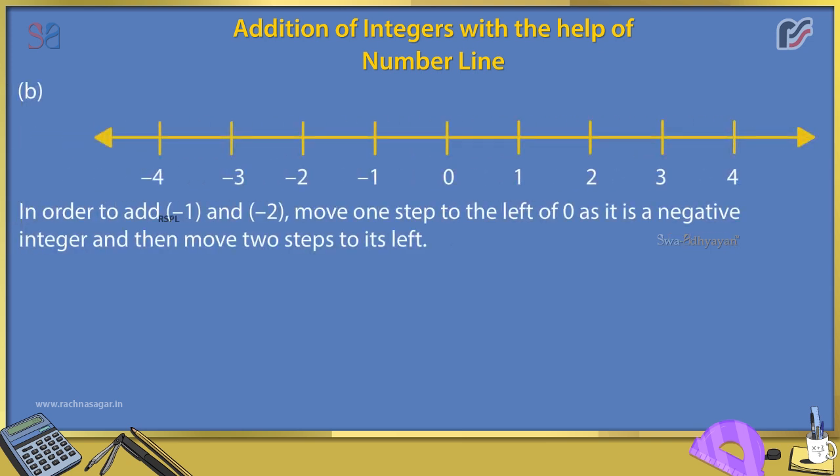B. In order to add -1 and -2, move one step to the left of 0 as it is a negative integer and then move 2 steps to its left. Thus, (-1) + (-2) is equal to -3.